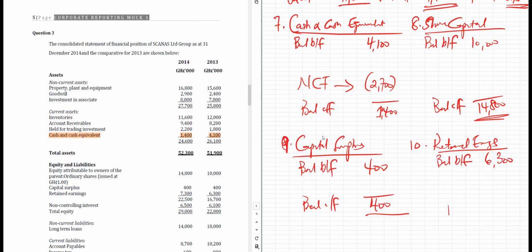Balance carry down is 7,300. Sometimes you answer this. The balance carry down is 7,300.